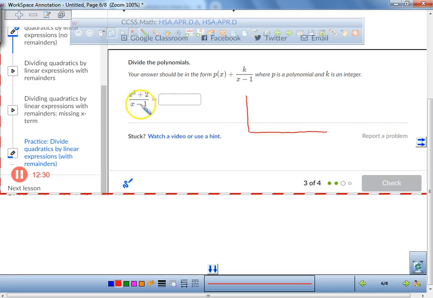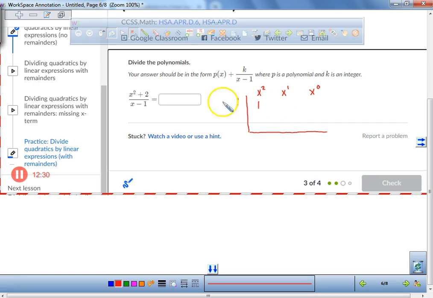Do you guys see this x minus 1 right here? What number am I going to put right here? I'm going to put a 1. If this doesn't make any sense, go back a video and watch the synthetic division video. It'll make a lot more sense. Now we're going to list x squared, x to the power of 1, x to the power of 0. How many x squareds do I have right here? Yes, there's 1. Very good.